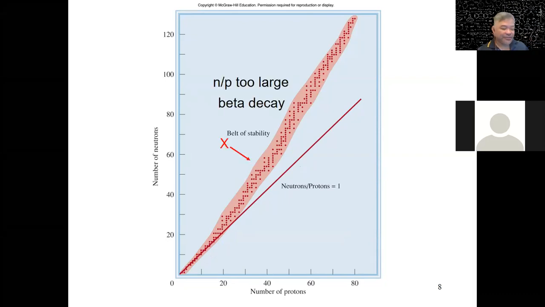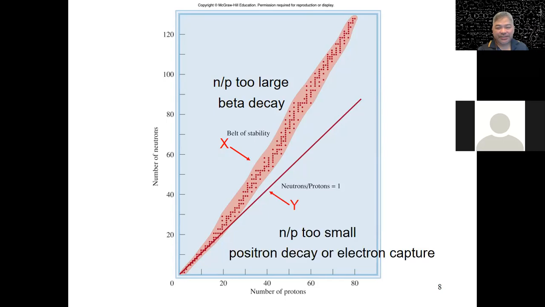So if the neutron to proton ratio is too large, the one that is favored is the beta decay. Okay, that is the one above the band of stability. But if it's below the neutron to proton equals 1 ratio, the one that is favored is the positron decay or the electron capture. And I have some reactions for that. So you have an idea about this stability stuff that we have.